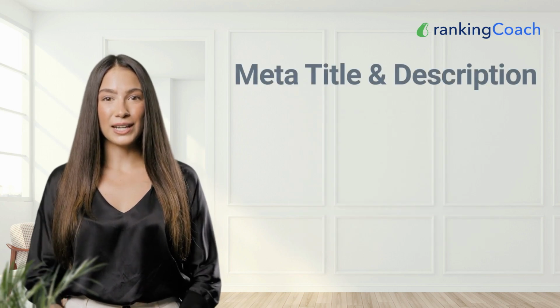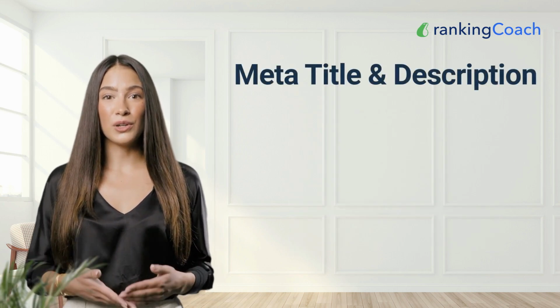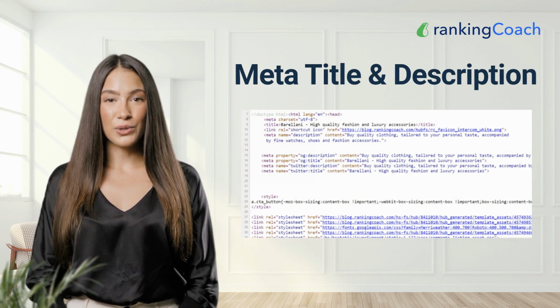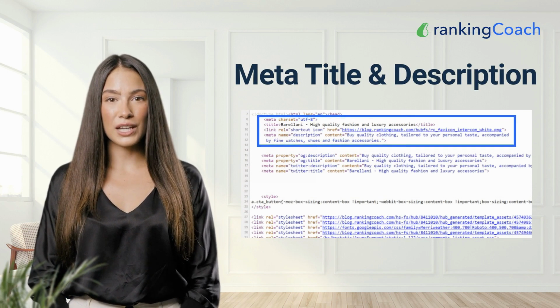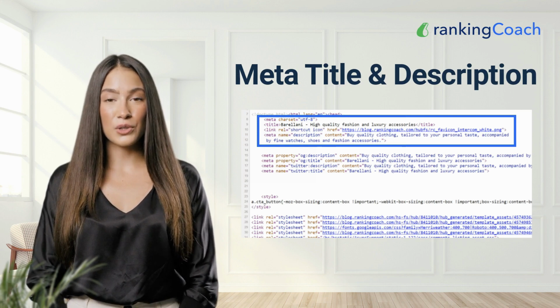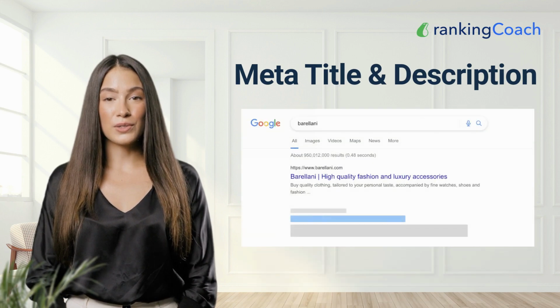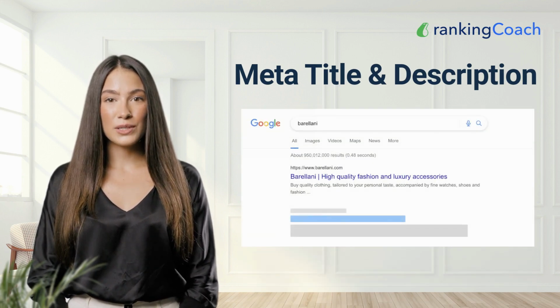Let's start with the meta title and description. They are stored in the source code of your web pages and are not directly visible on your website. However, they are visible to search engines to provide them with information about your content to classify it. Furthermore, they're visible on the search engine result pages for users when they perform a search query.